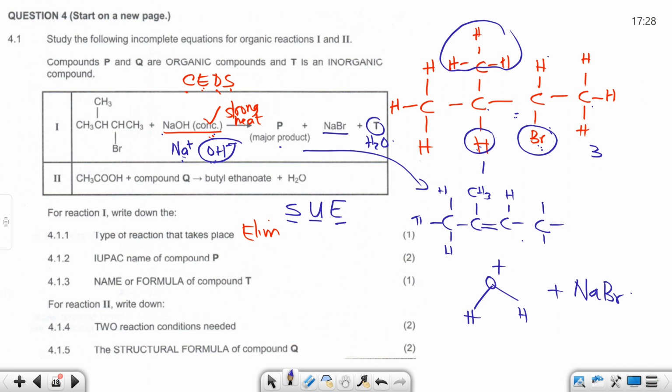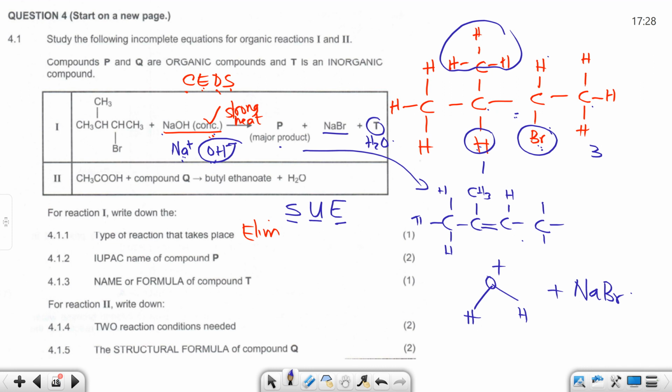Yeah, it's there. SSS, saturated substitution, SUE, and that's all. USA, CEDS. When you have concentrated, you eliminate. When you have dilute, you substitute. We're done. Simple. Use that. It works all the time. And in that note, again, I gave you where I wrote catalyst to use when you are doing addition reaction.